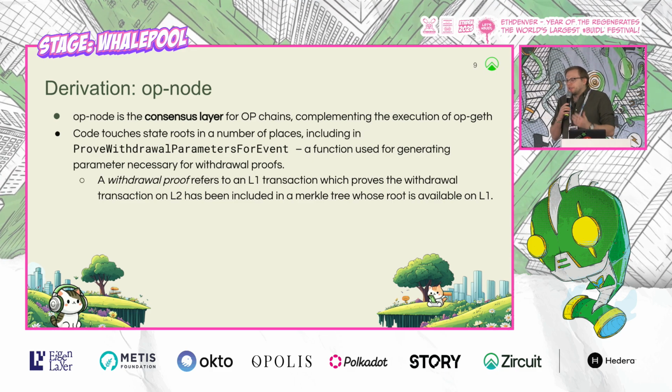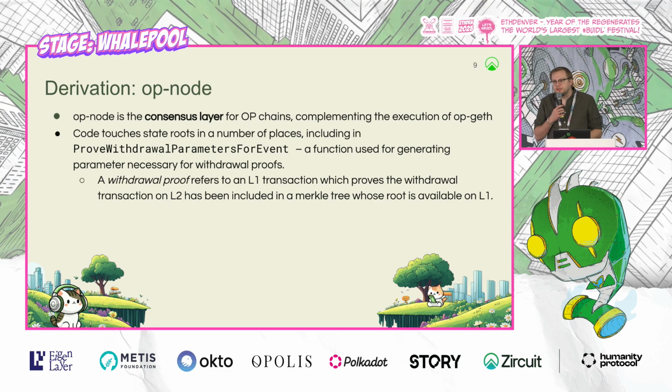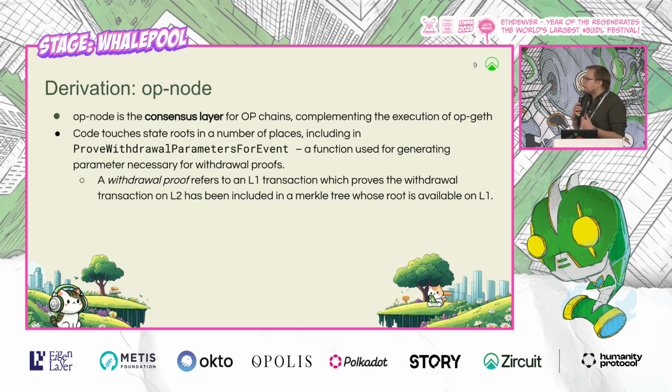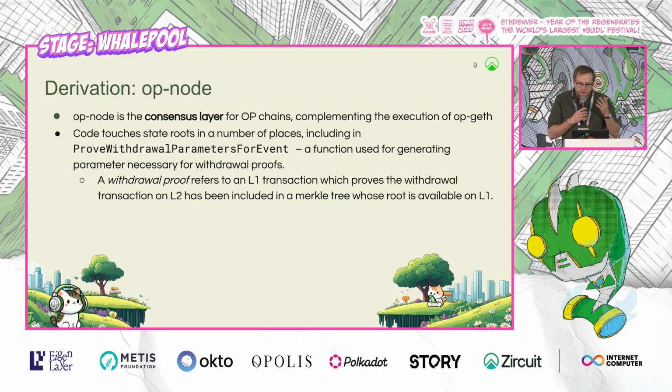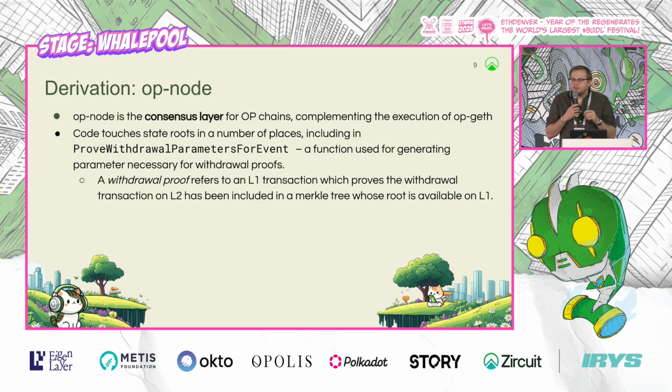So unsurprisingly, if it's trying to rederive or build blocks for the L2, it's got to touch the state trie. It's got to figure out what's going on. One really important place it does this is a function called prove withdrawal parameters for event. It's a complicated name, whatever. The idea is that this gives you that withdrawal proof.